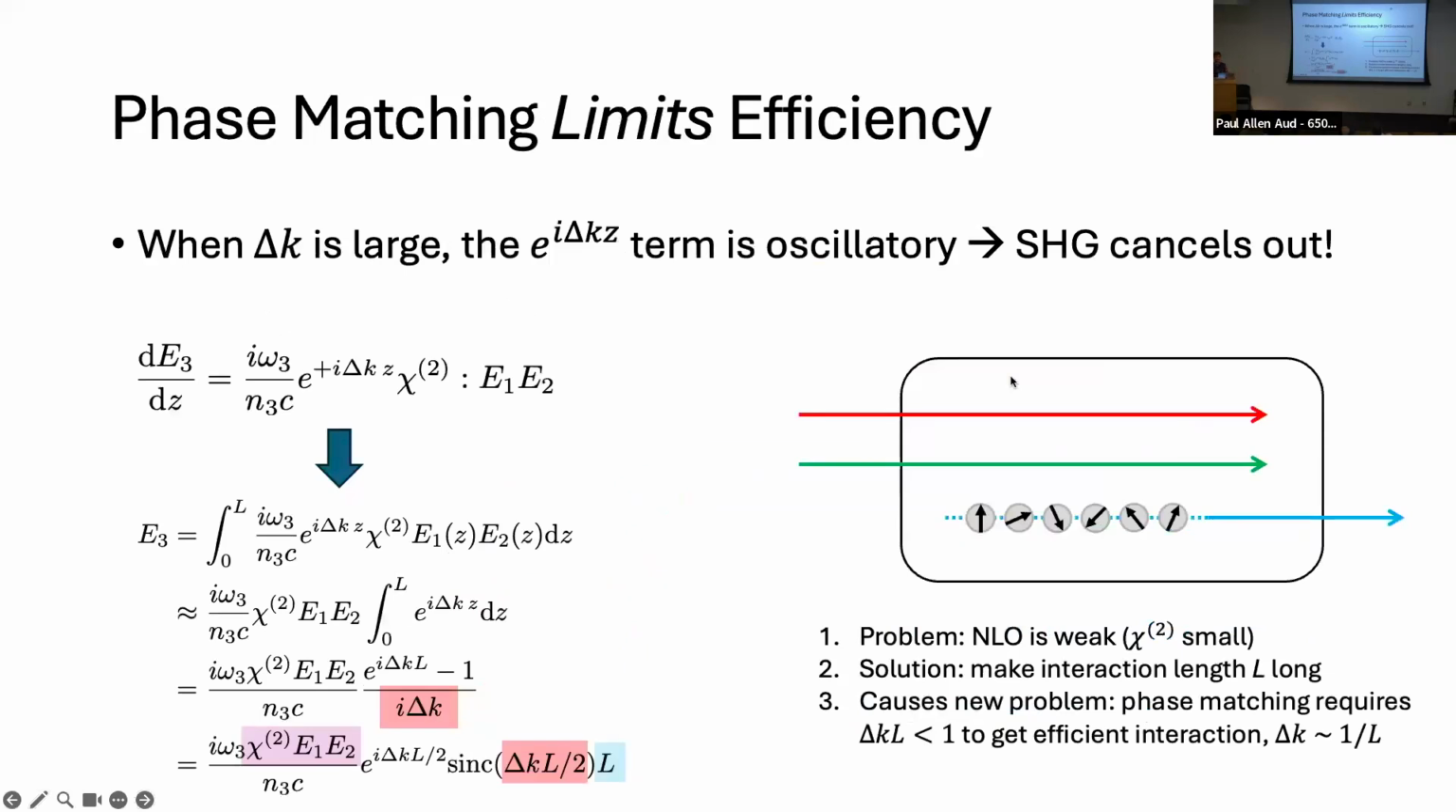Another way to think about this is that if you integrate out, let's say, this third equation in the undepleted limit, you find that the output field for the sum frequency term is a nonlinear product times the strength of your nonlinearity times a sinc function, where the argument in that sinc is the phase mismatch term, and then times the length. And then visually, you can imagine that the nonlinear field is a sum of different components at different positions along the nonlinear crystal, and that they're all adding up out of phase.